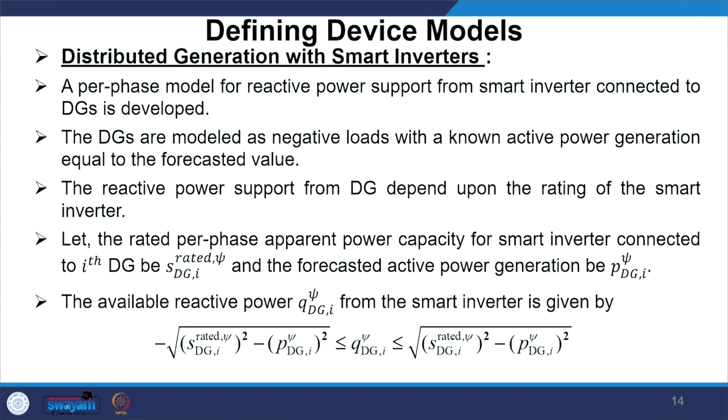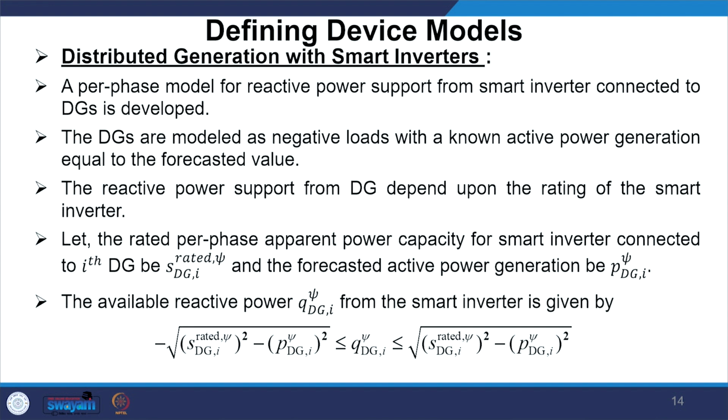Now, let us focus on distributed generation with smart inverters. Let us say we have a PV plant connected with smart inverters. That means the reactive power injection, received from the grid or given to the grid, can be controlled. That means a per phase model for reactive power support from a smart inverter connected to distributed generation is developed, and the distributed generations are modeled as negative loads with a known active power generation equal to the forecasted value.